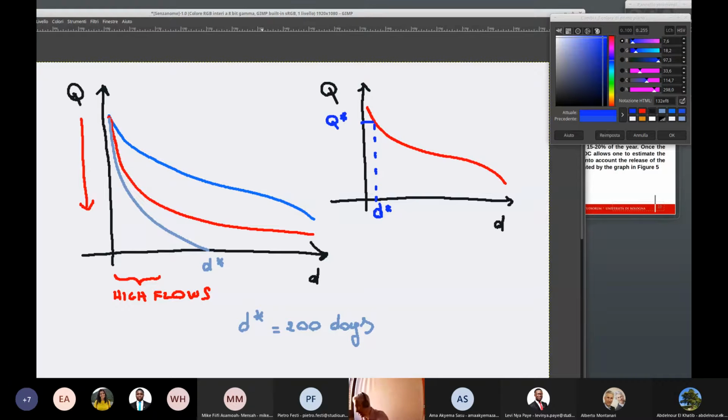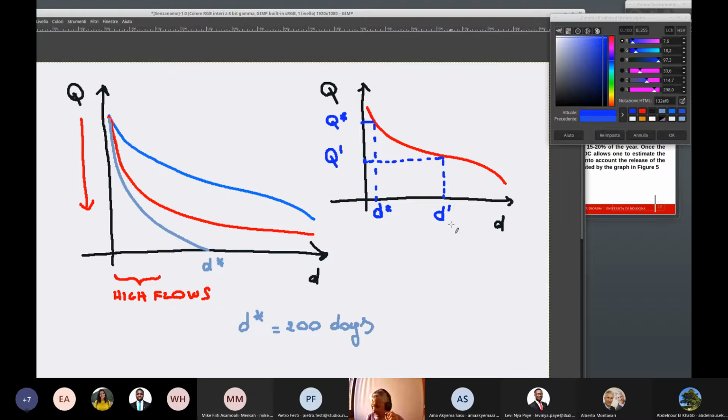Now let's suppose that we get a lower design flow. So let's suppose that we get this one, Q prime. What is again the number of days in which I use the system at full capacity? It's D prime, which is much, much longer. It's a much longer period in which I use the system at full capacity.